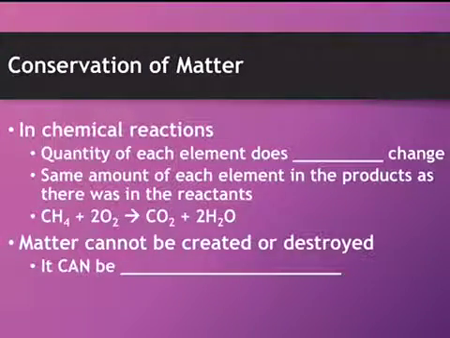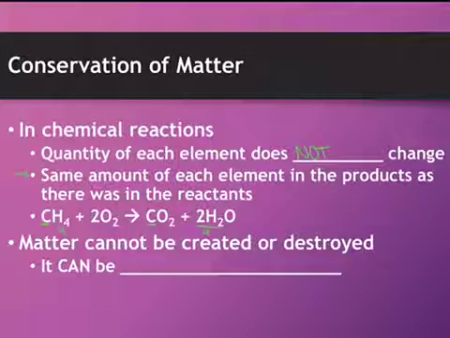So when chemical reactions take place, they have to follow the law of conservation of mass. And this says that in chemical reactions, the quantity of each element does not and cannot change. We have to maintain the same amount of each element in the products as there was in the reactants. So again, if we're looking at our methane example, we can see we have 1 carbon atom here and 1 carbon atom on the product side. On the reactant side, we have 4 hydrogen atoms, and on the product side, there are also 4 hydrogen atoms.